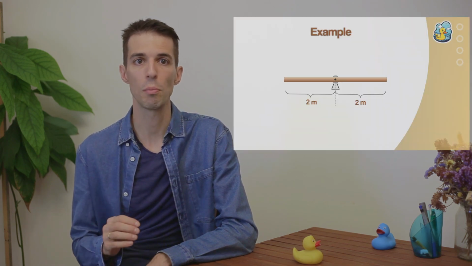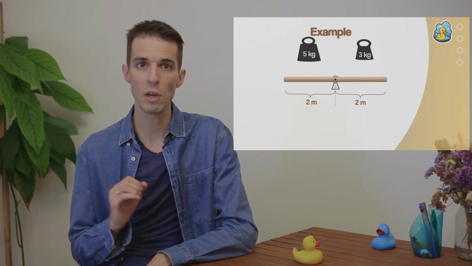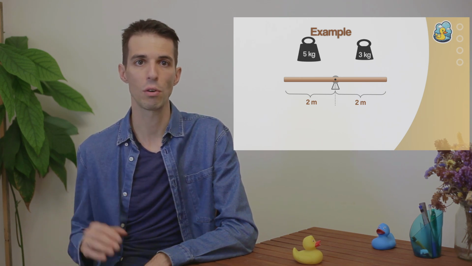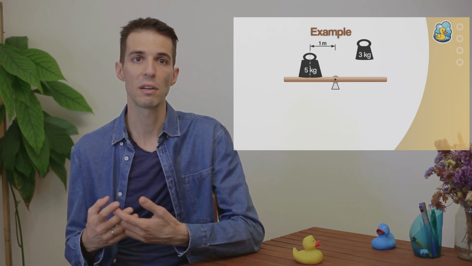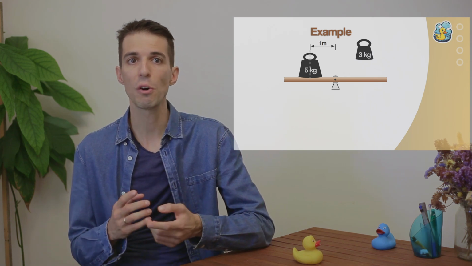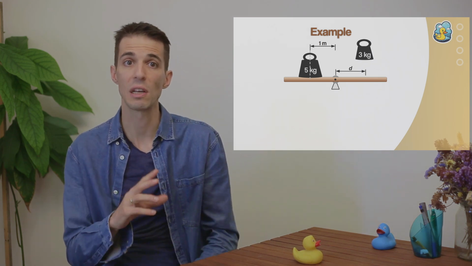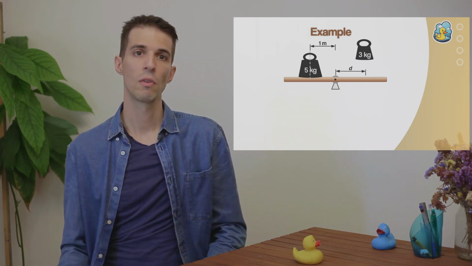Let's solve a simple equilibrium problem. You have got a 2-meter beam balanced on a pivot. At one end, you have got a 5 kilogram weight, and at the other end, you have got a 3 kilogram weight. The beam is light enough that we can neglect its own weight compared to the weights placed on it. The beam should be balanced. We need to figure out where to place the 3 kilogram weight to keep everything in rotational equilibrium.